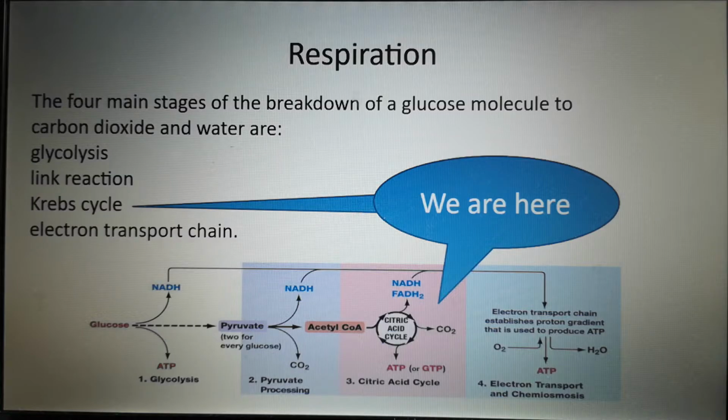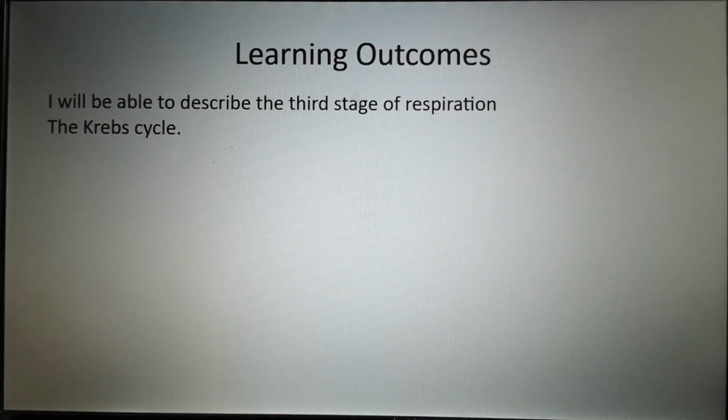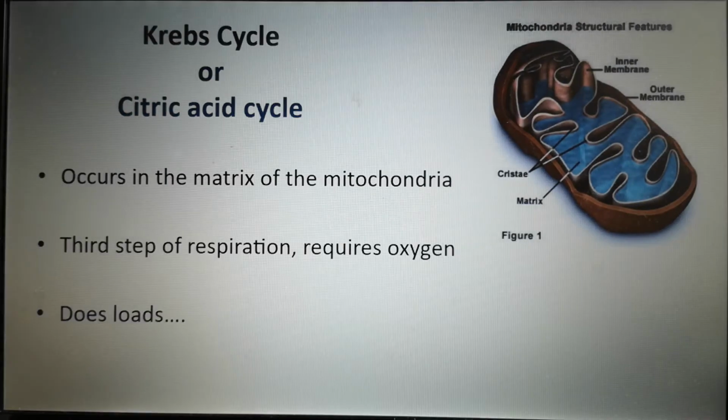Now, the Krebs cycle is where the vast majority of the reduced NAD is produced. So what goes on in the Krebs cycle? Let's have a look. That's what our learning outcomes are for today, to describe the 3rd stage of respiration, which is the Krebs cycle. It happens in the matrix of the mitochondria, like the link reaction. It's the 3rd step of respiration, and it requires oxygen, like the link reaction. Remember, the only stage of aerobic respiration that doesn't require oxygen is the glycolysis that happens outside the mitochondria.